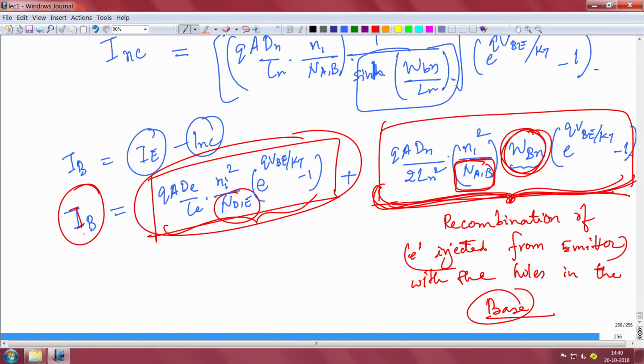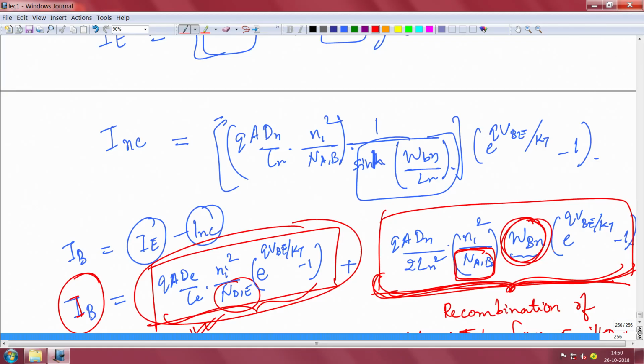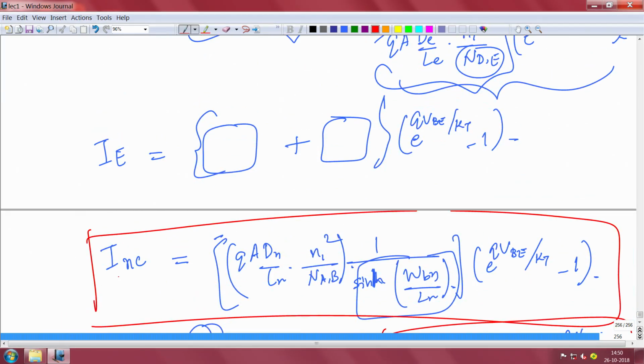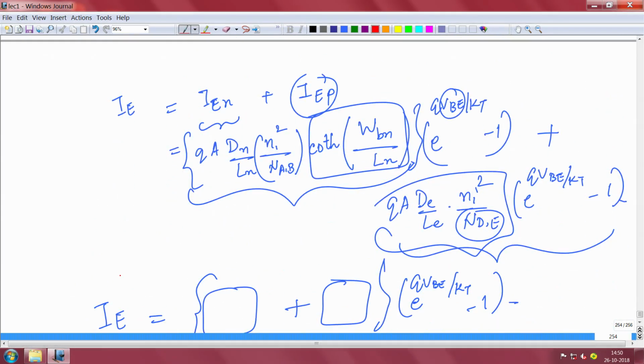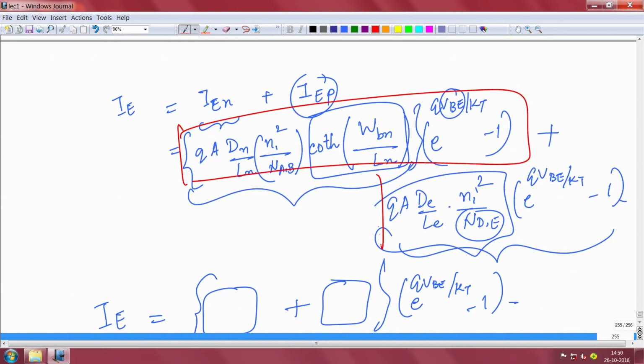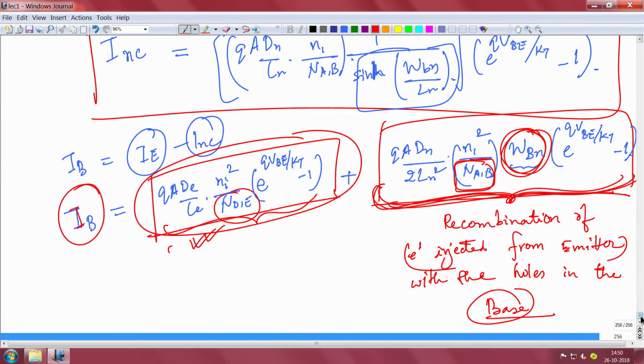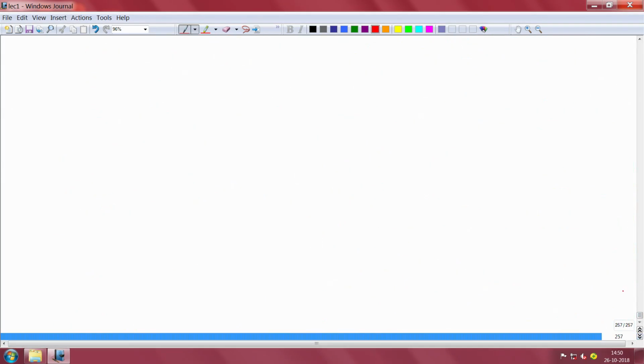So these are the components, and depending on the question and the numerical that is asked, either both or one of the components will become predominant in the question. This is the base current, we know the base current, we know the collector current, and remember, this whole thing is the emitter current, this plus this.